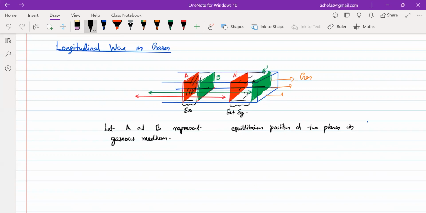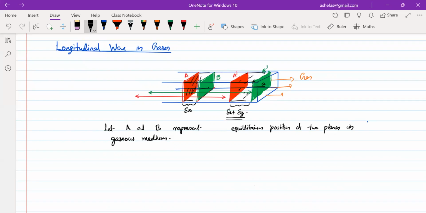Okay, so then when the wave propagates, the particles at the location A would oscillate, as well as the particles at the location B would also oscillate. So after some time, A prime and B prime would be the location of the planes. Okay, so as we have represented earlier, the initial separation between A and B is delta x, and the separation after some instant, that is during the oscillation, the separation between A prime and B prime is delta x plus delta y. And small a represents the area.